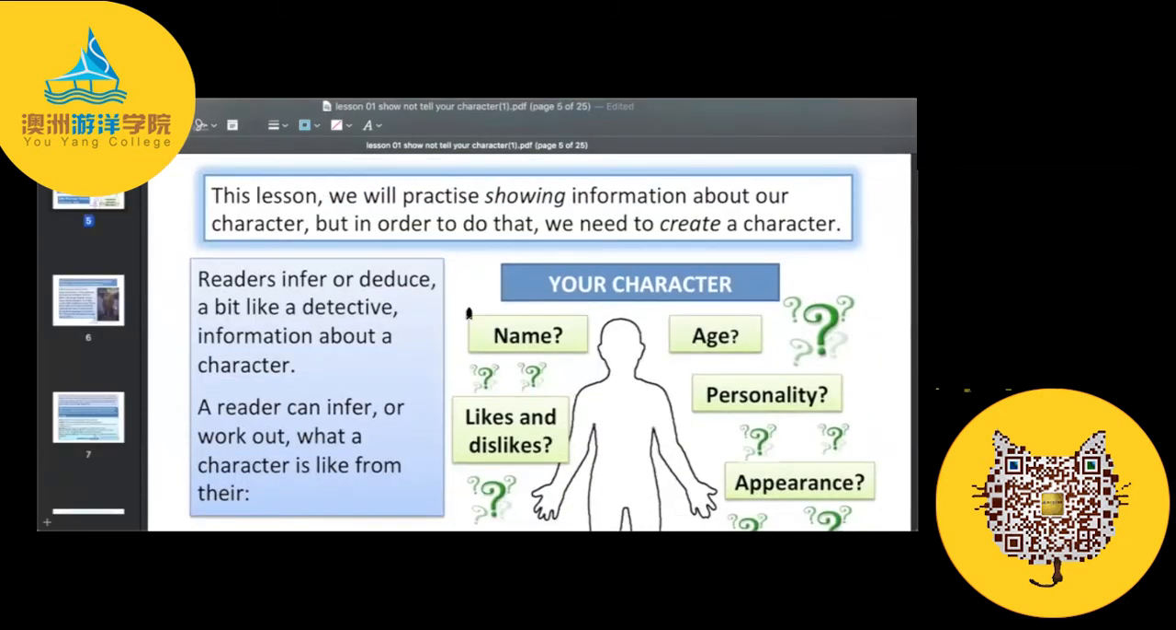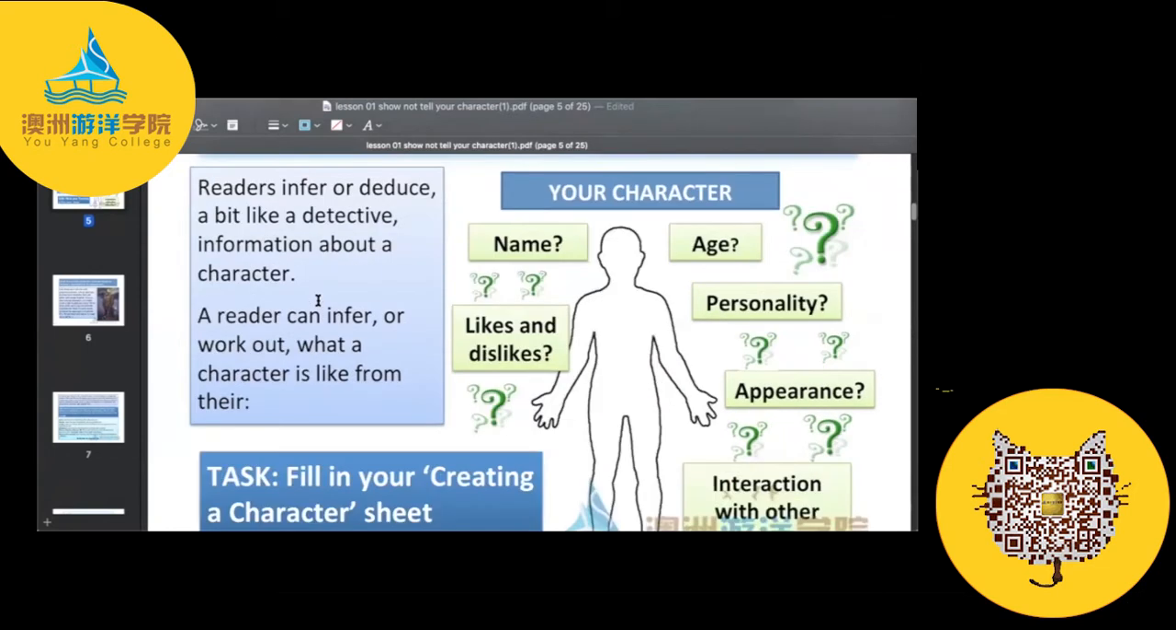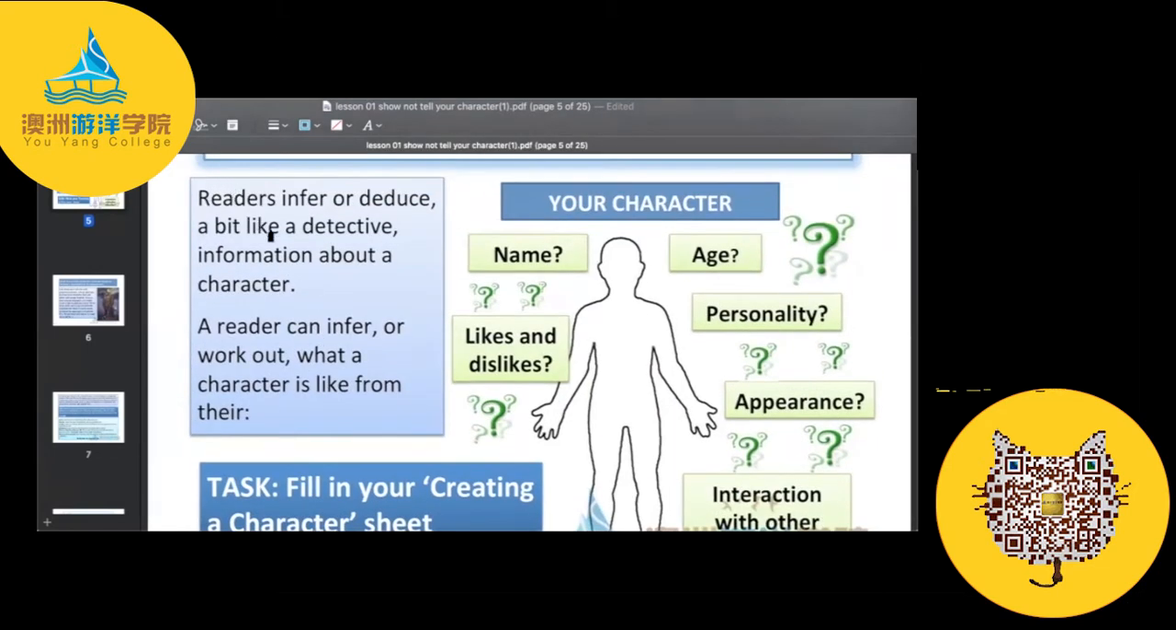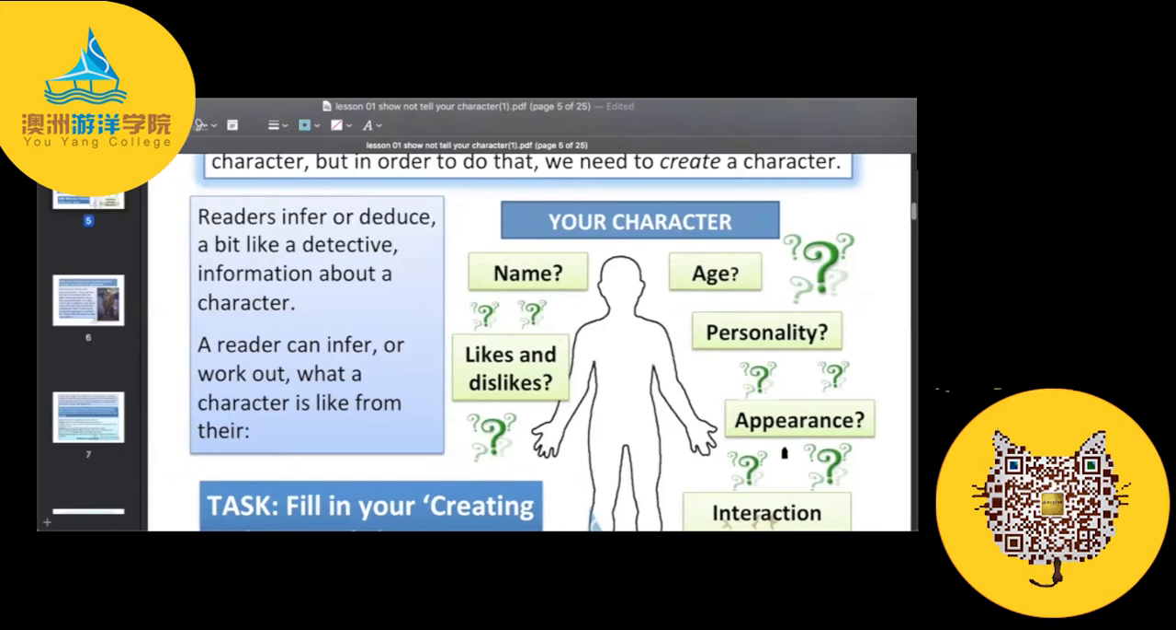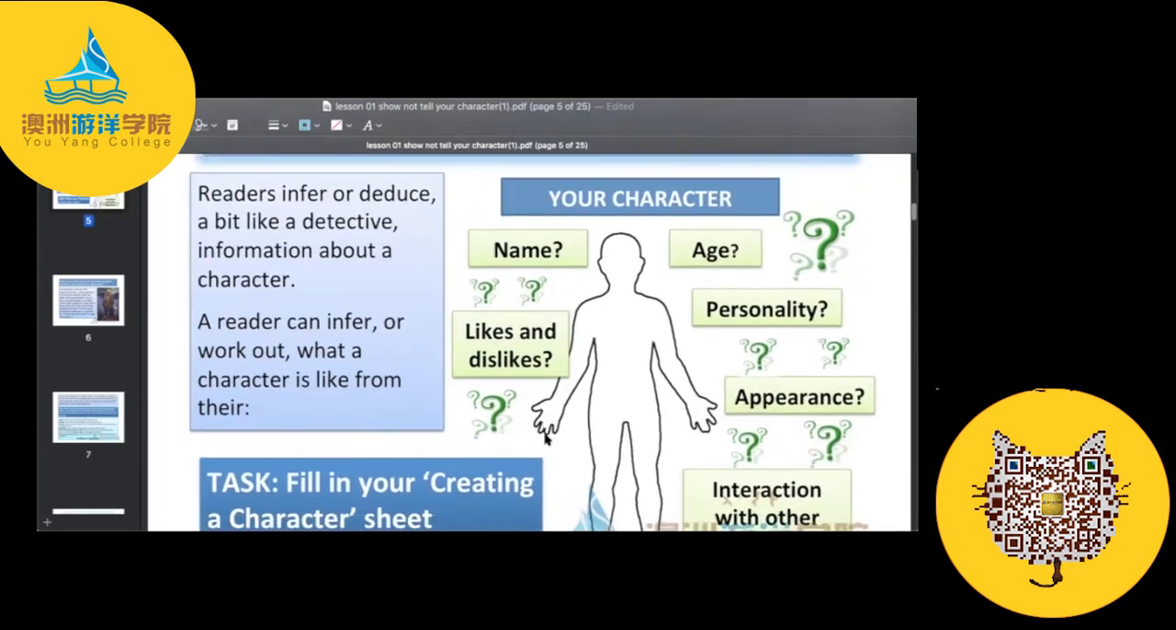So moving right along. This lesson, as I've been saying, we'll practice showing information, which you guys so beautifully did, about our character. In order to do that, we need to create a character. Yes, it's exciting, isn't it? Readers can infer or deduce, a bit like a detective, information about the character. A reader can infer or work out what a character is like from all of these different things: age, personality, appearance, interaction with other characters, likes and dislikes, name.